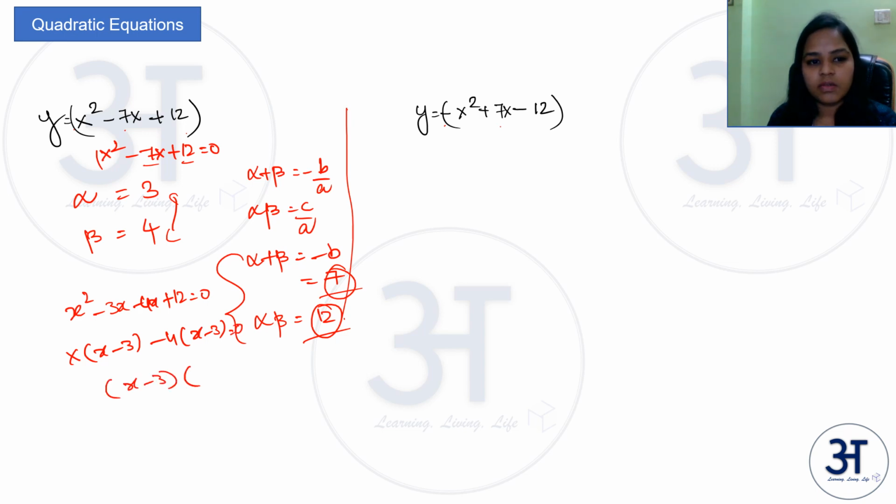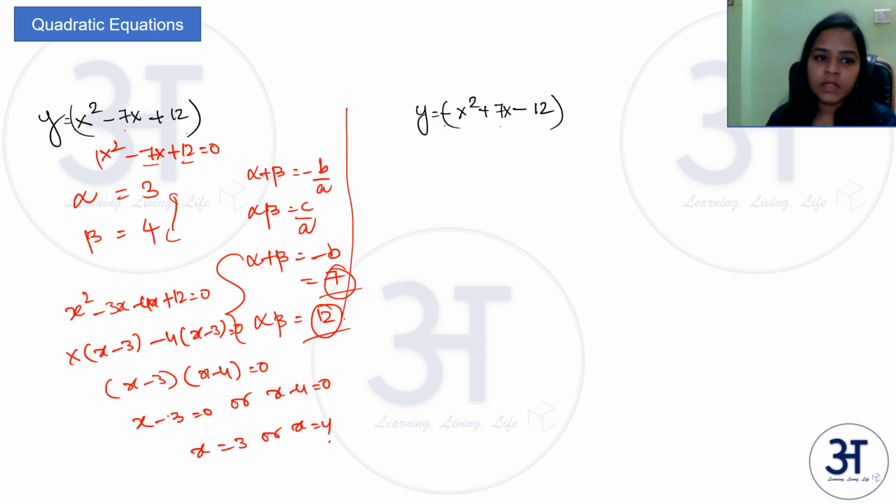(x minus 3)(x minus 4) equal to 0. This means x minus 3 equal to 0 or x minus 4 equal to 0. So you have x equal to 3 or x equal to 4. So you got this alpha beta. For this, let us see what are alpha and beta.